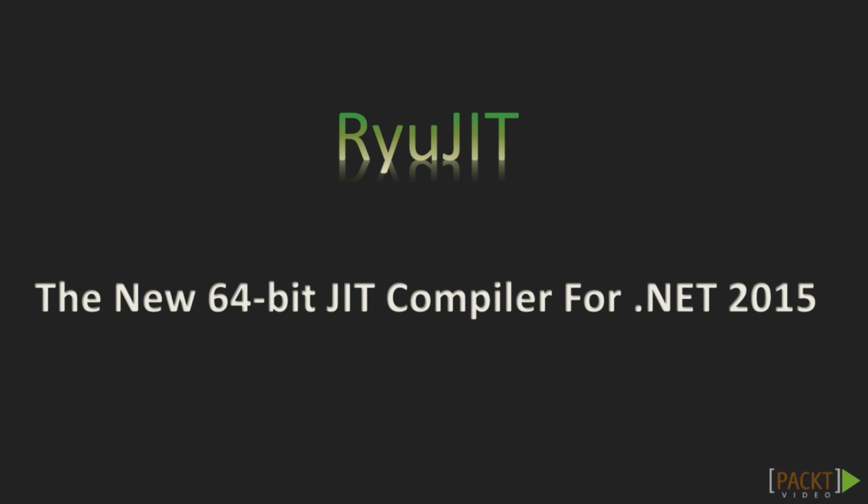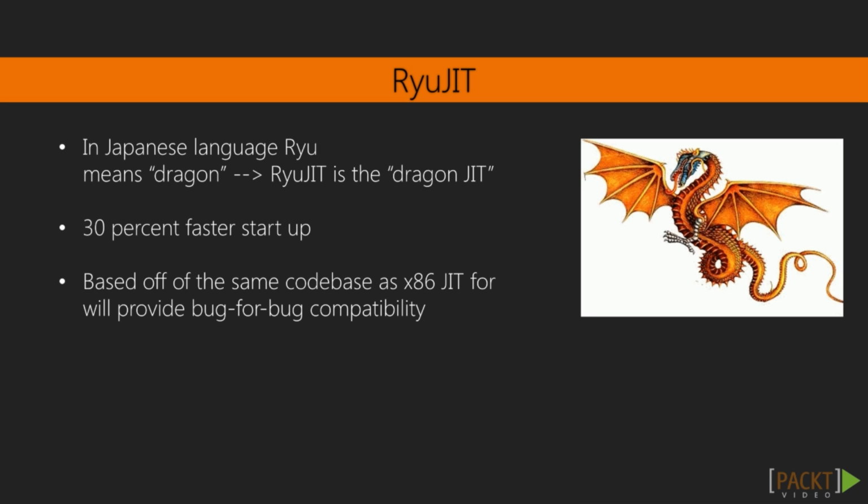So we talked about JIT. Now, what I'd like to mention is that there is actually a new version of the JIT compiler, and it's called RyuJIT. It's a new 64-bit JIT compiler for .NET 2015. A little fun fact, in the Japanese language, Ryu means dragon. And so RyuJIT actually stands for Dragon JIT. The new JIT is supposed to be 30% faster at startup, and it's based off the same code base as the original JIT, so there should be less likelihood of having any bugs and compatibility issues.